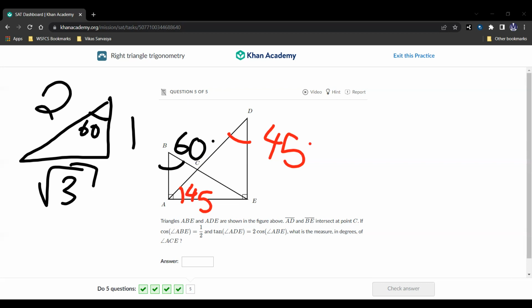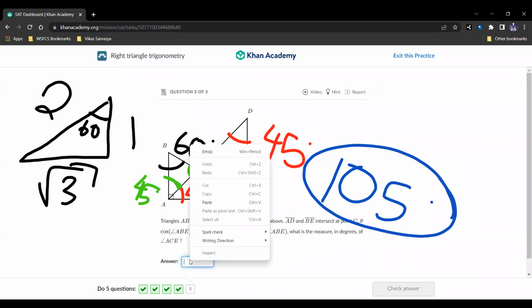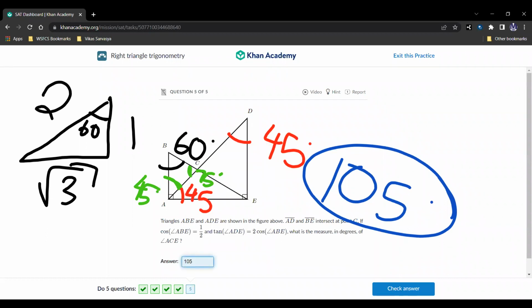We're asked for the measure in degrees of ACE. So how do we approach this problem? We know that this is a 90-degree angle right here at BAE, so that this is going to be 45 degrees. That this right here is 75 degrees. So BCA is 75 degrees, and ACE is 180 minus 75 degrees, or 105 degrees. That's the measure of ACE. And we're done.